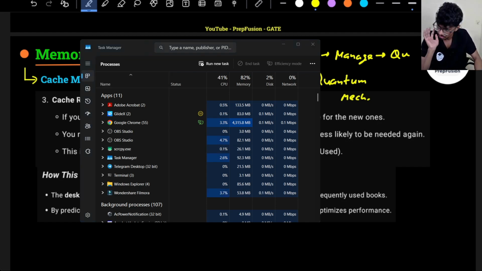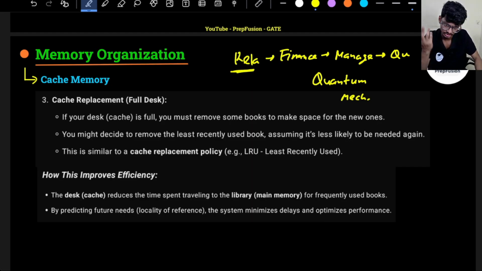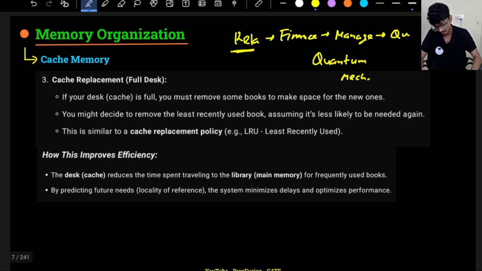Now you might say, sir, that may also be required. Yes, that may also be required, but we are playing a game of probability. It is the least probable thing that may be required. So this kind of replacement policy is known as least recently used. I hope from the name you can understand why it is called least recently used. Whichever one was used least recently will be kicked out of the cache.